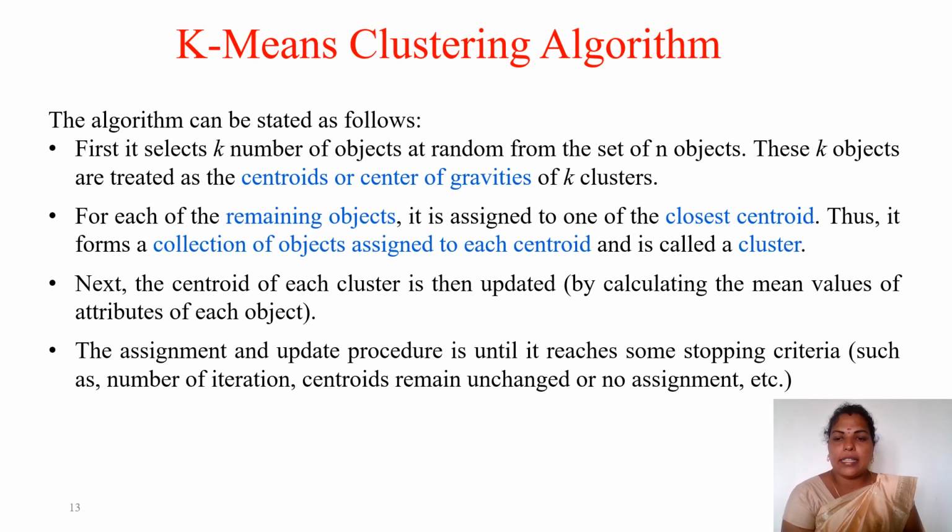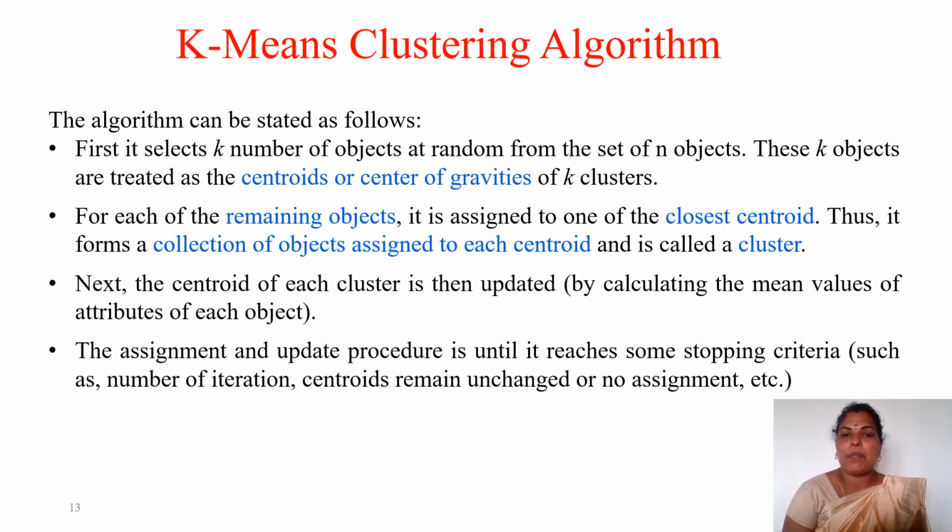Based on the number of clusters, we find k objects; randomly we select some k objects. Then each of the remaining objects is assigned to the closest centroid. So we group the remaining objects into any one of the chosen k centroids. Thus it forms a collection of objects assigned to each centroid, called a cluster. Next, the centroid of each cluster is updated. We update the centroid by calculating the mean values of the attributes of the objects.